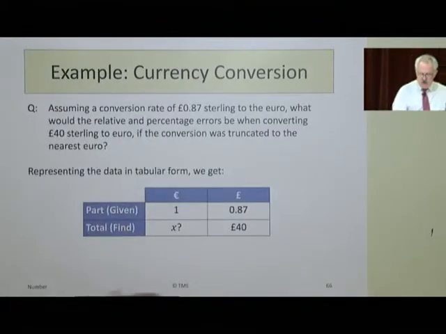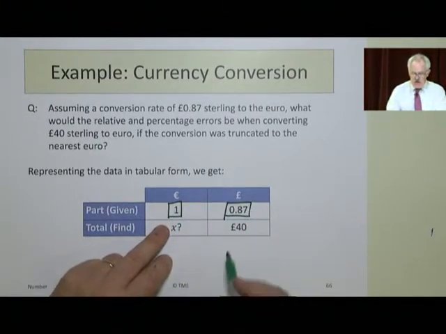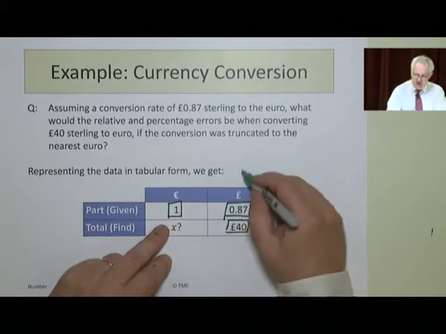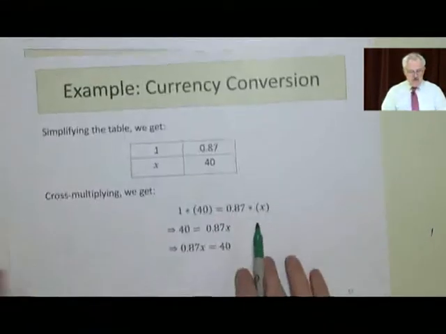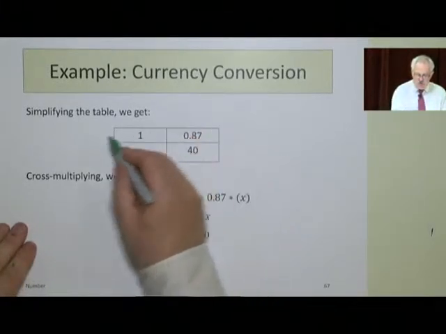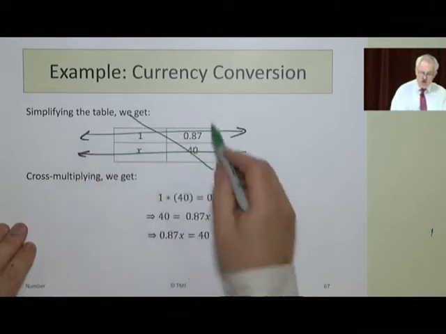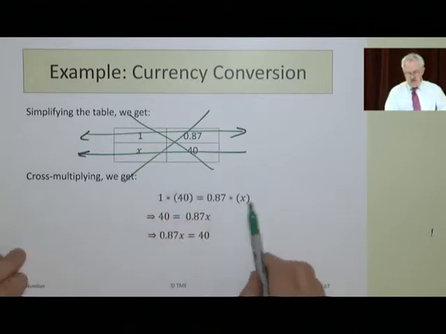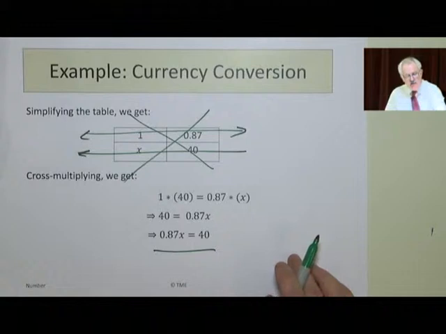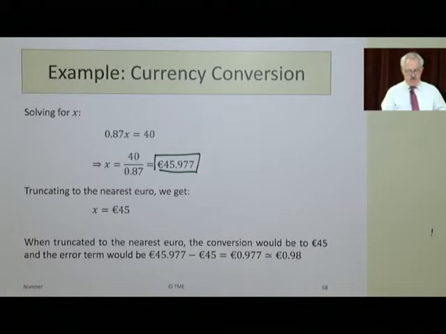Well, we write the numbers down and we say, 1 euro is giving us 0.87 sterling. If we go in with 40 sterling, keeping the sterling line here, what would we get in terms of x? That's a standard ratio question. So for 1 you get 0.87, what would 40 give you? Looking horizontally, or we can do the crisscross. So 1 times 40 is 0.87 times x, and you work out your x value, and you find that your x value is €45.977.